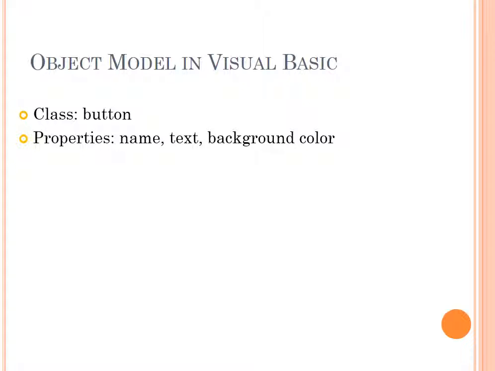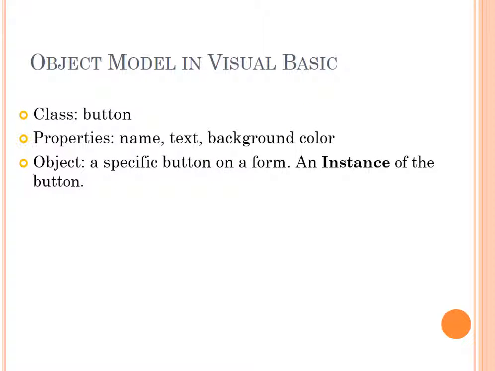How do we know that all of these things can be possible? Because it's a button, and we know about buttons. The object is a specific button on a form. So when I put a button on a form, I am creating an instance of the class of things called buttons. The button on the form is an object. The concept of button, that it inherits all of its characteristics from, is the class.